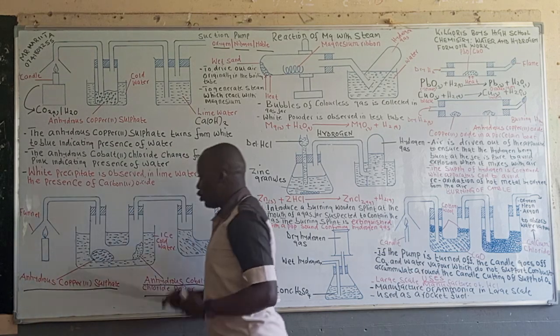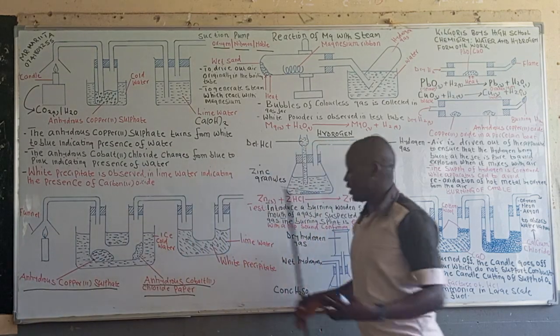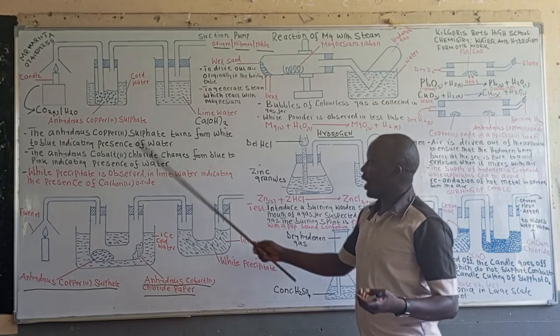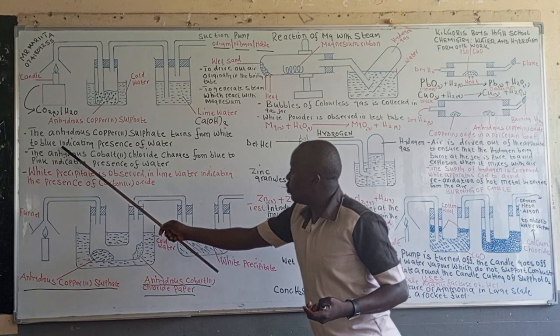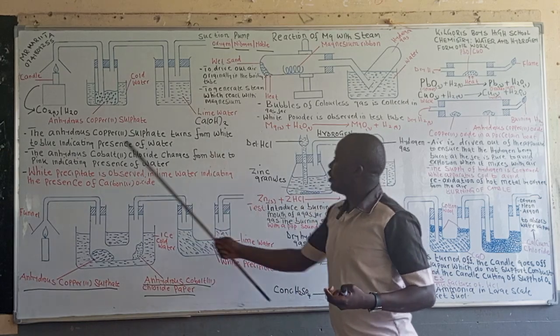Now, if you are required to give an observation which is normally made in this experiment, one, you can have the anhydrous copper II sulphate turning from white to blue.